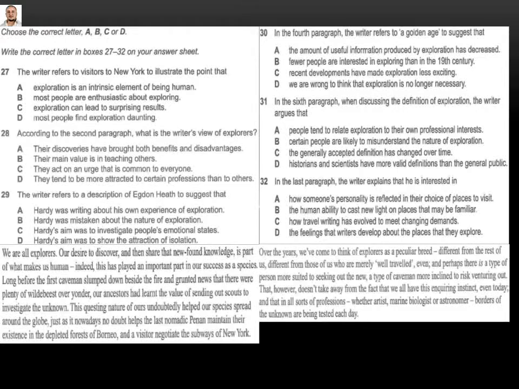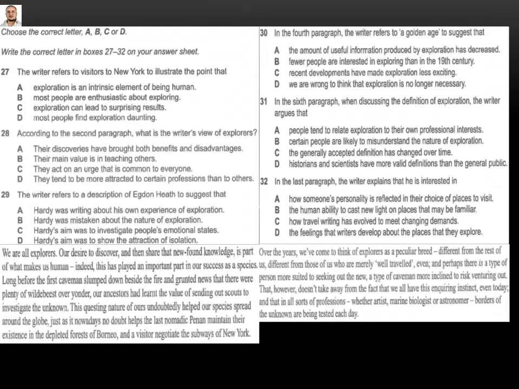A. Exploration is an intrinsic element of being a human. B. Most people are enthusiastic about exploring. C. Exploration can lead to surprising results. D. Most people find exploration daunting.